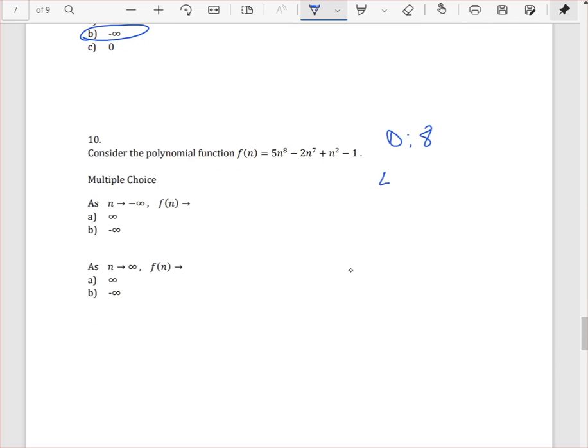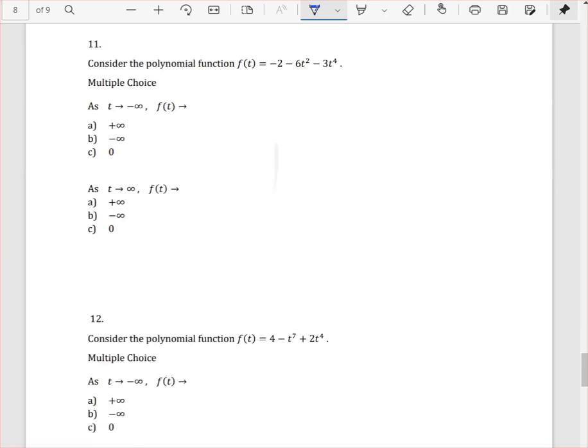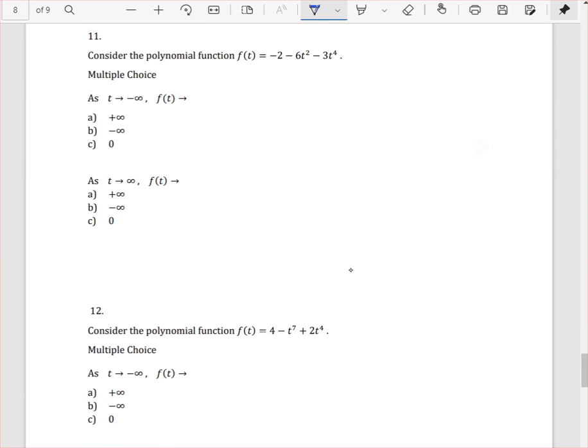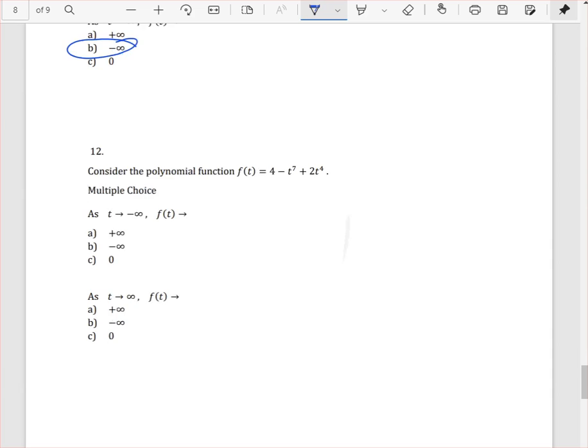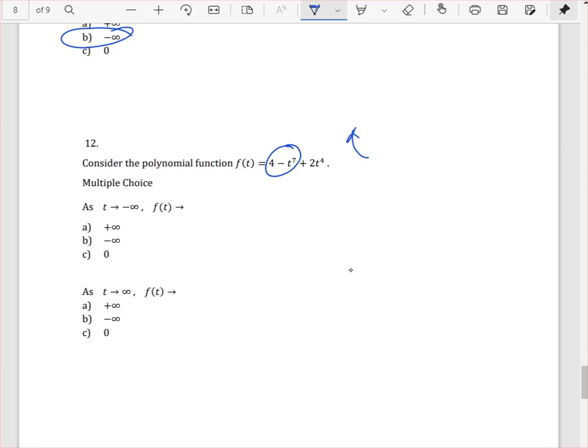The degree is 8. The leading coefficient is 5, so it's going to go like this. So it's positive on both. The degree is 4 with a negative, it comes down. So it would be negative on both. Coming down because the degree is odd and the leading coefficient is negative. So on the left side it would be going up, and on the right side it would be coming down.